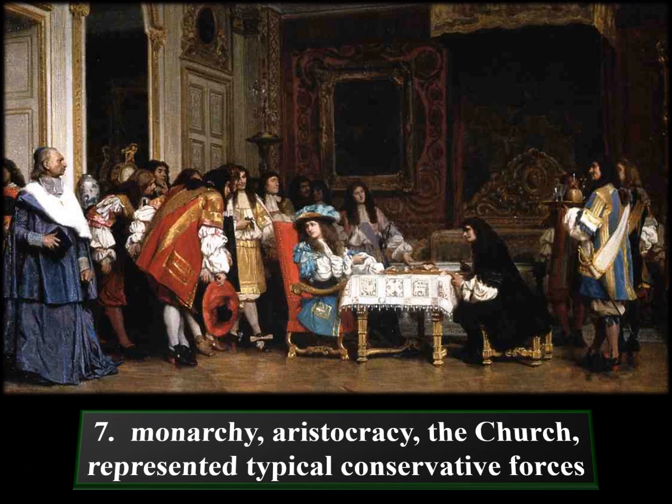Monarchy, aristocracy, the church, all represented typical classical conservative forces, not just in France, but all throughout Europe. So you can say that the classical conservatives were those that had supported absolute monarchy and had also supported the traditional institutions of religious institutions like the Roman Catholic Church. But even there were some Protestants that were also still classically conservative as well.